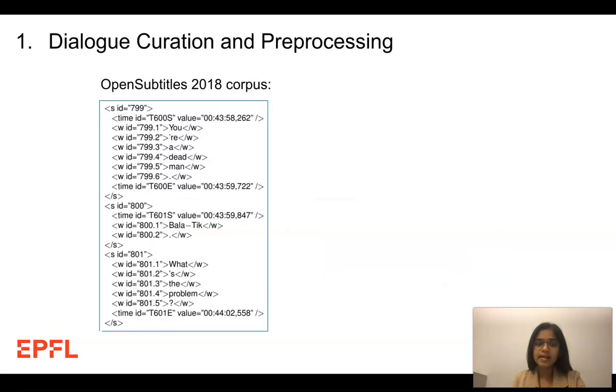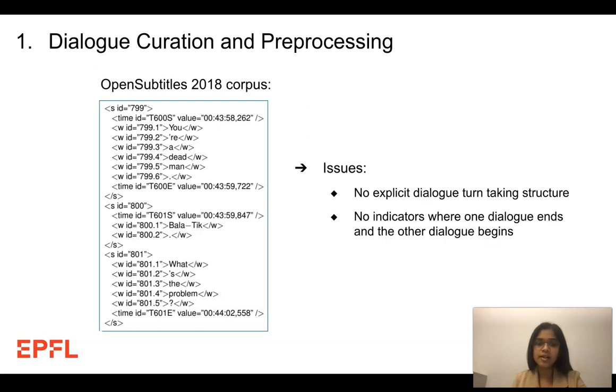Here you can see an excerpt of 3 tokenized sentences from the original Open Subtitles corpus. As you can see, the original corpus does not have any explicit dialogue turn-taking structure, nor any indicators where one dialogue ends and the other dialogue begins. Due to these reasons, it is difficult to use this corpus directly to generate dialogues.